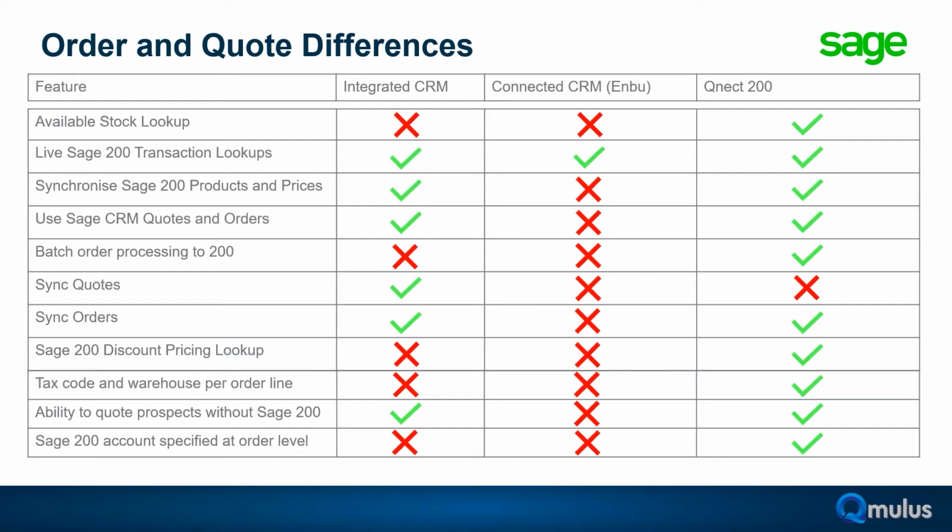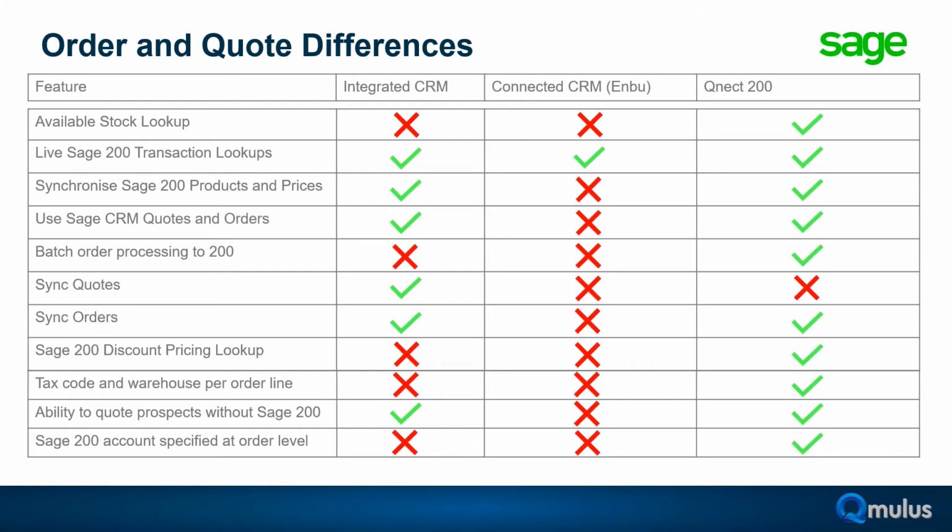We can also specify in Qnect 200, but not in the other two integrations, the line level tax code and warehouse per order line. So you can actually say this line has a tax code 5%, this line has 0%, this line has 20%. If you don't specify, it defaults it to the default tax rate set in the standard config.